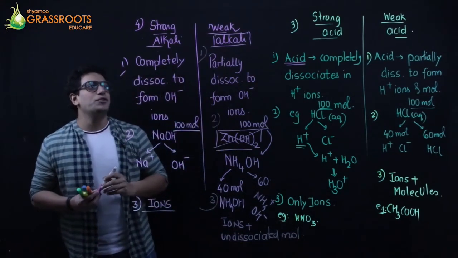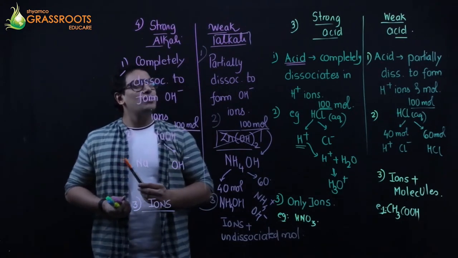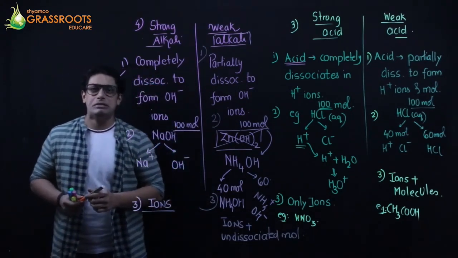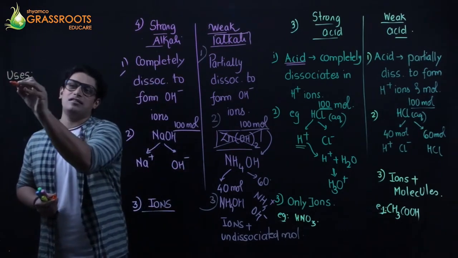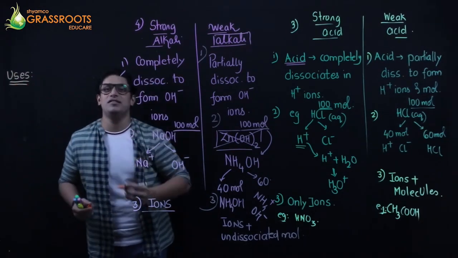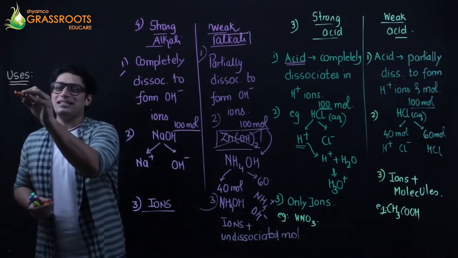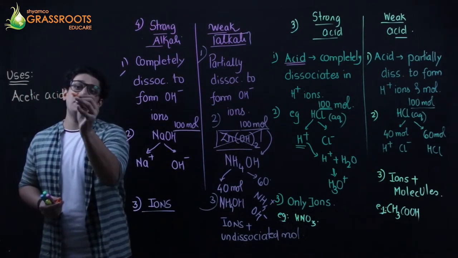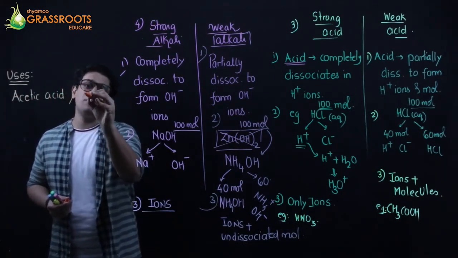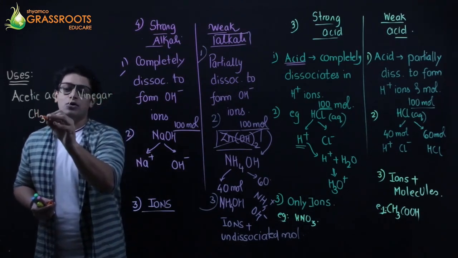So that's a difference between a strong alkali and a weak alkali. Now, some uses of acids and bases: in the textbook a lot of uses are given, please refer to the table. But let me tell you a little. Acetic acid is used as a flavoring agent. It's also called vinegar. That is CH3COOH.